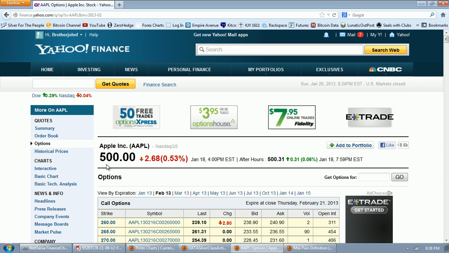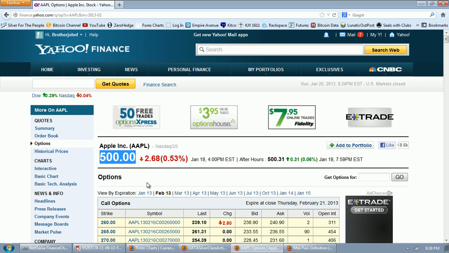Now, what I wanted to show you here is the closing price of Apple. This is the closing price of Apple on Friday. That becomes the settlement price of the options for Apple Computer. Apple Computer closed at 500.00. You can see it's quoted down to hundredths. So it's actually quoted down to the penny. And yet it closed exactly at 500.